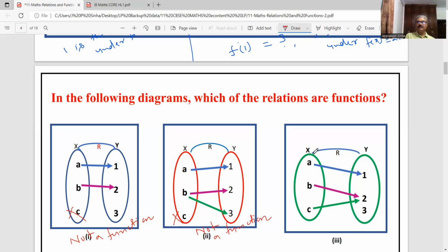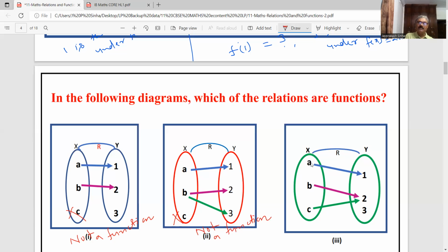Now come here. See, there is a relation from X to Y. Now we have to check whether this relation is a function or not. See here, what is the image of A? 1. What is the image of B? 2. What is the image of C? 2. So on first hand, all the elements of set X have been used in the relation. Okay. So this is yes. On this account, it is a function.